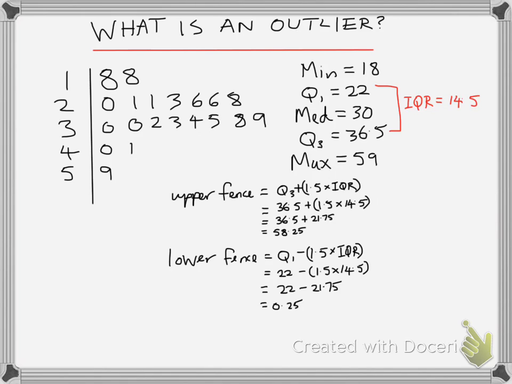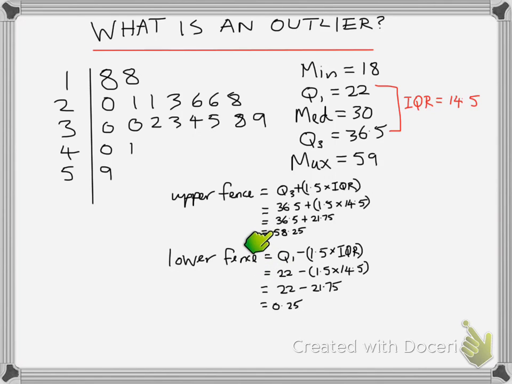So what we do now is we calculate our upper and lower fence. So the upper fence is Q3, or 36.5, plus 1.5 times 14.5. And that gives us 58.25. Make sure you do the brackets first and do the multiplication before you add to the third quartile. Likewise, we find the lower fence by taking 1.5 interquartile ranges away from Q1.